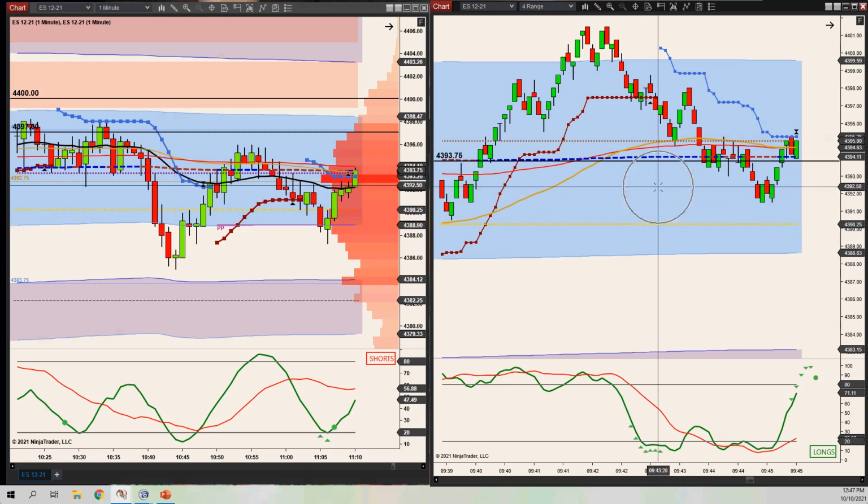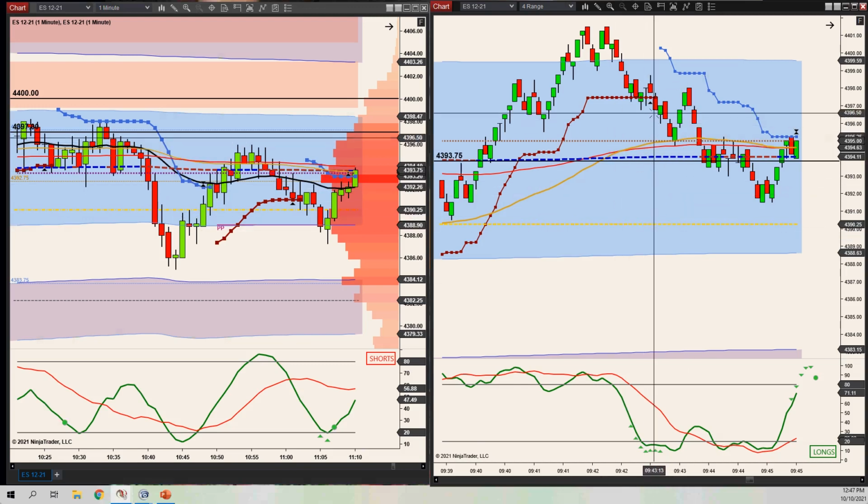And here I get a short on the 4 range, and I can see I've got support down here. So if I decide there's enough room to take it, then I can take it. My entry would be 96.50 with this area here of 95. Is there enough room? Questionable.